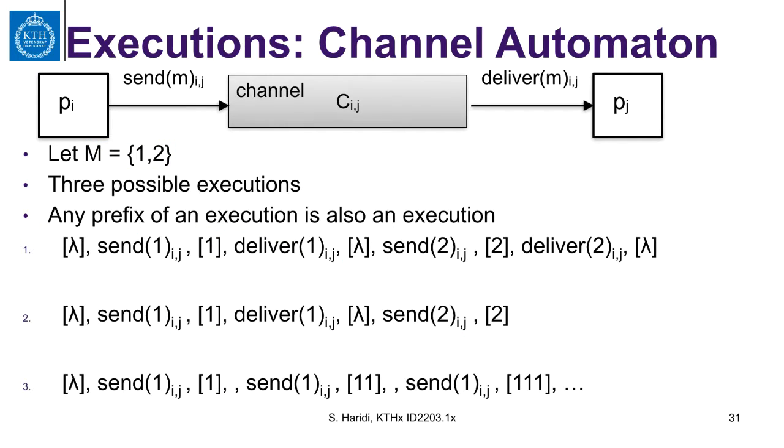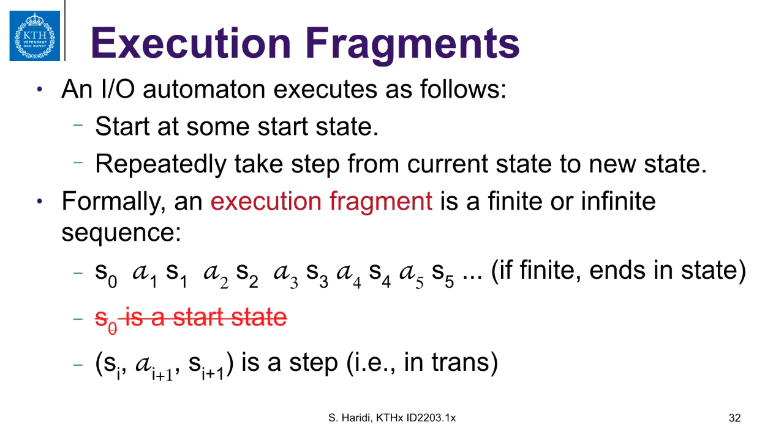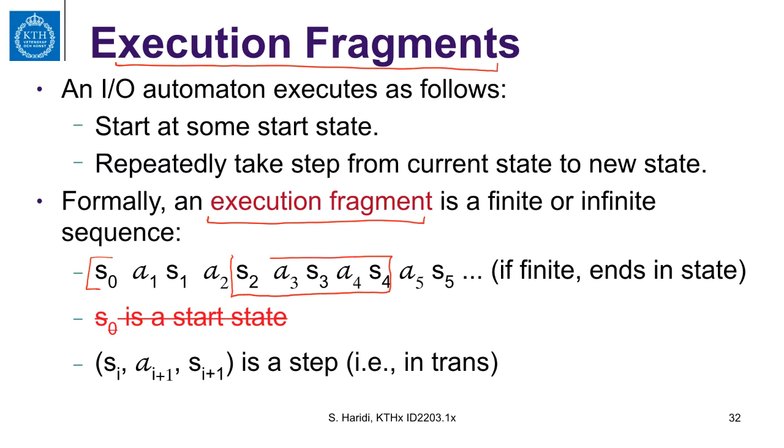So now we know what is an execution. You start from the initial state, and you perform actions and move along to a state and then perform actions. So on, any prefix of an execution is an execution. Sometimes we talk about execution fragments. Execution fragments are executions. The only difference between an execution fragment and an execution is that an execution fragment is a fragment in the middle of an execution. So it does not require the initial element in the sequence to be a start state. So for example, this is an execution fragment. And if it is finite, it has to end in a state, and it does not require that this is an initial state.